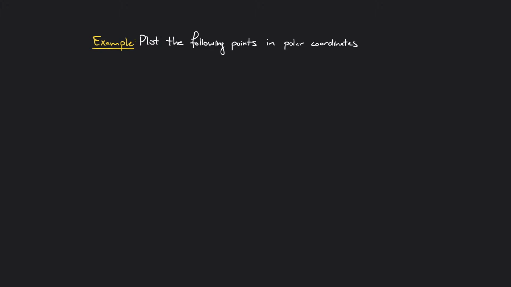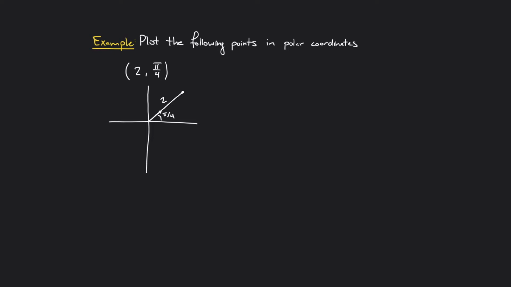To make this concrete, let's try to plot the following points in polar coordinates. First, consider the point (2, pi over 4). Our directions tell us to start at the origin facing the positive x-axis, and we turn counterclockwise pi over 4 radians, and so we're facing this direction. Then we walk out 2 units, and the point we land on is the point (2, pi over 4).